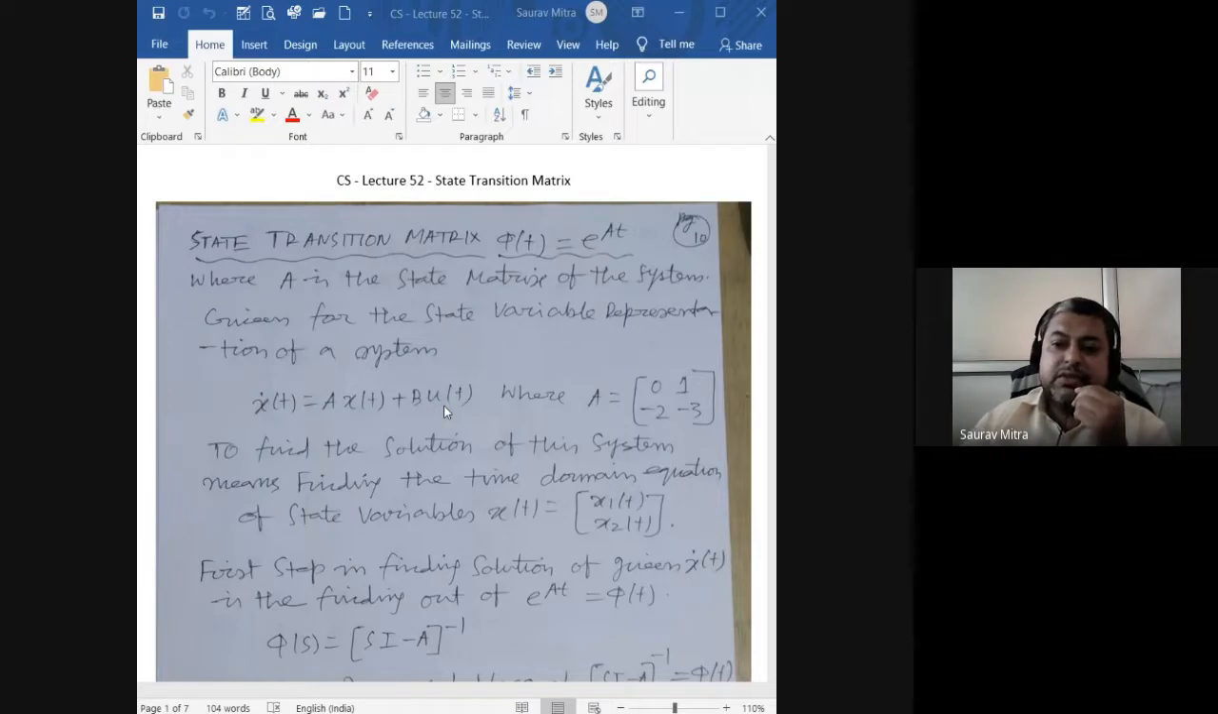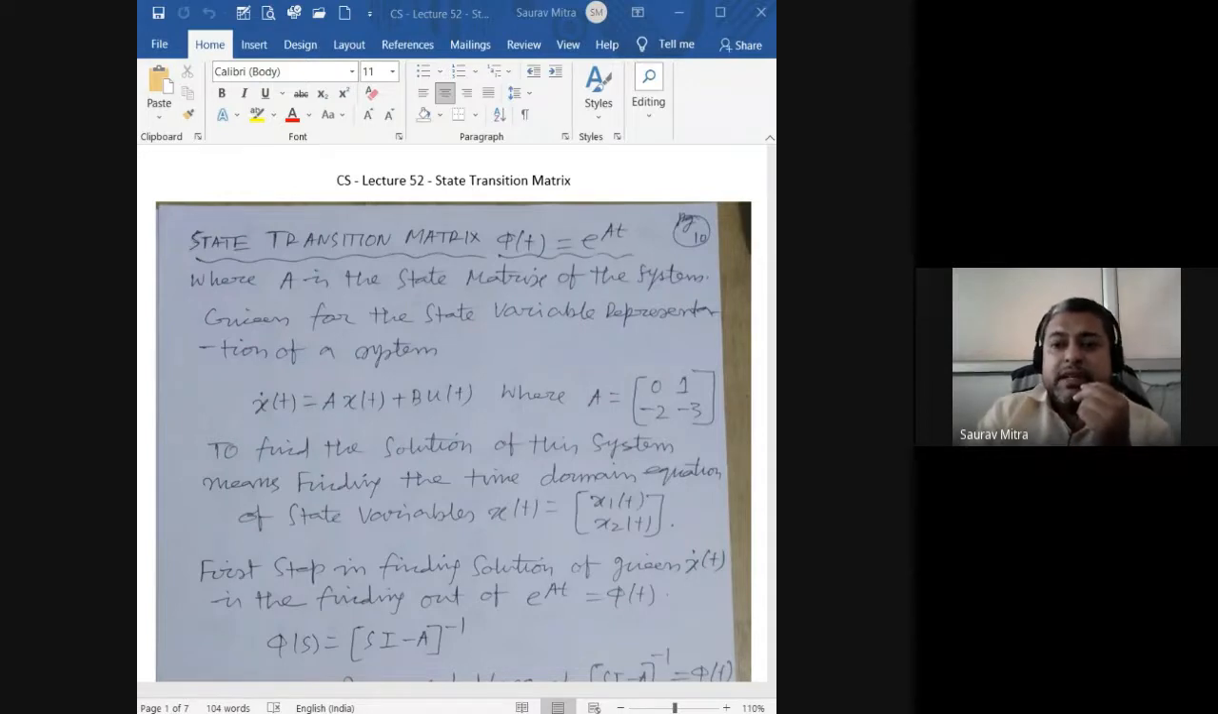So the A, B, C, D matrices should be given and you are supposed to find the solution. In that case, you don't actually require the C and D matrices. For finding the solution of the state variable, you require only the A and B matrices. For finding the system transfer function, you require all four: A, B, C, D. So if I give you only A and B, you can find out the system solution. And again, I am telling you repeatedly what is meant by system solution.